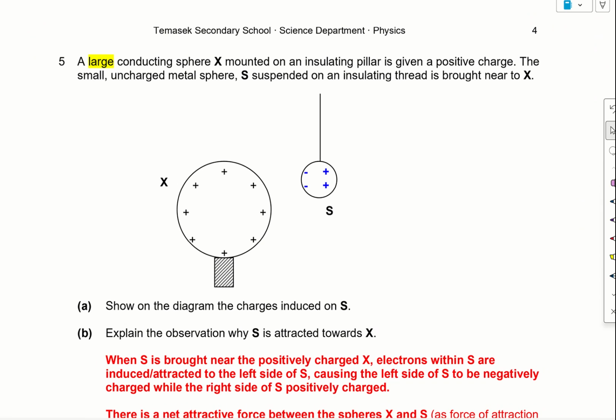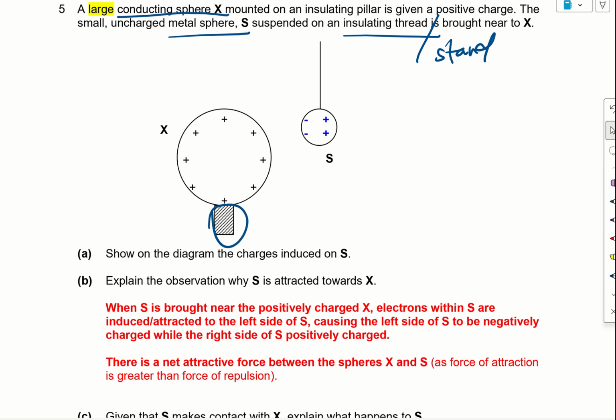Okay, so question 5, a large conducting sphere, so this is metal, mounted on an insulating pillar, so it is not earthed, is given a positive charge. The small uncharged metal sphere, again a conductor, suspended on an insulating thread is brought near. So the idea of an insulating thread or insulating stand is such that all the charges can be trapped there. That means if I have any charges here, the electrons cannot move in or move out. Okay, so that's the idea of an insulating thread, or sometimes they use an insulating stand, like this case.